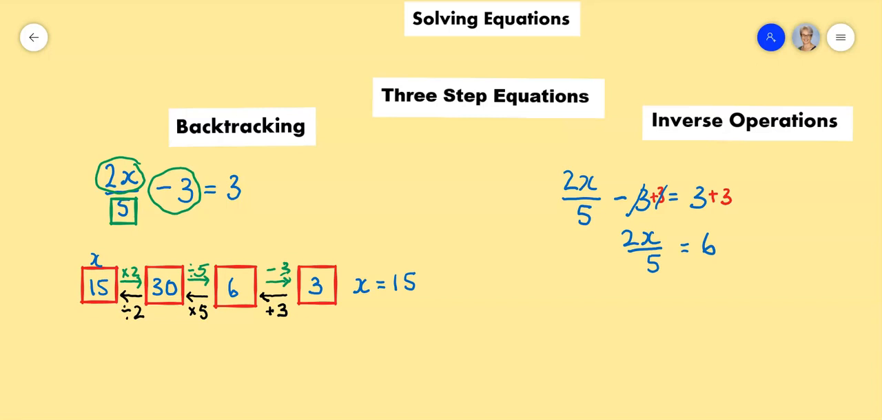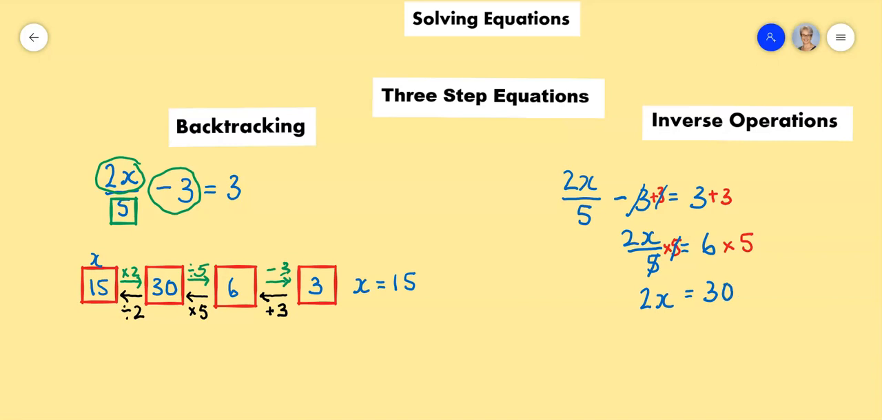The next thing that we had to do was to times by 5. So we're going to do that to both sides of the equation as well. We're going to times both sides by 5. Now, divided by 5 and times 5 cancels out. So we're left with 2x is equal to 6 times 5, which is 30.